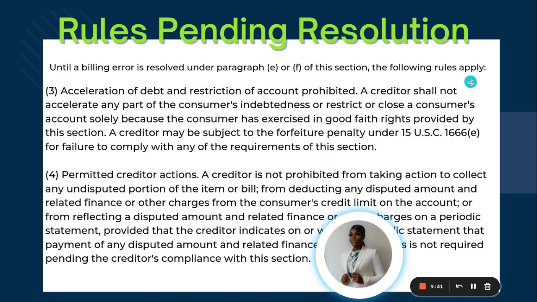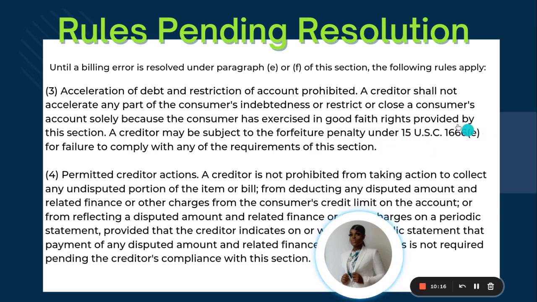against the law. So creditors shall not accelerate any part of the consumer's indebtedness, or restrict or close a consumer's account solely because that consumer has exercised in good faith their rights provided by this section. So if they do that, then that creditor may be subject to the forfeiture penalty under 15 USC 1666e. So the law is telling you if they restrict or close your account right off the bat, you have a claim, and that they are subject to forfeiture penalty under this law.